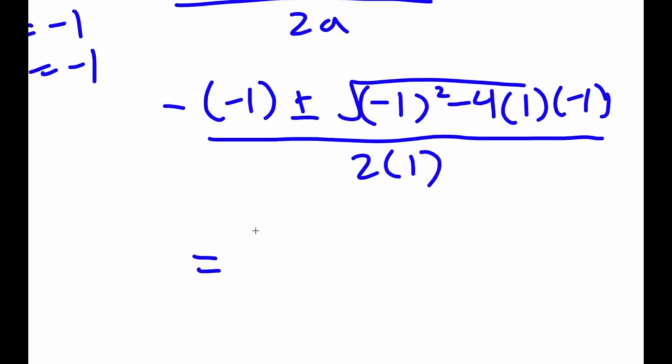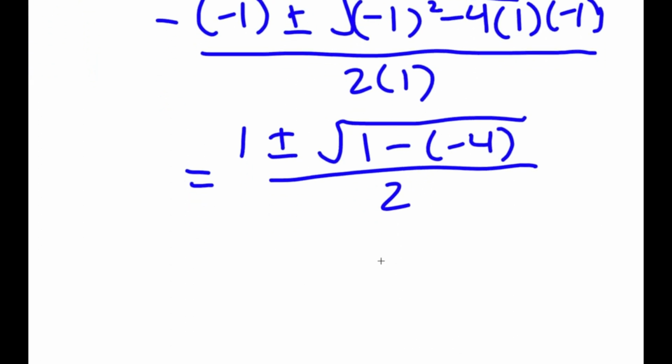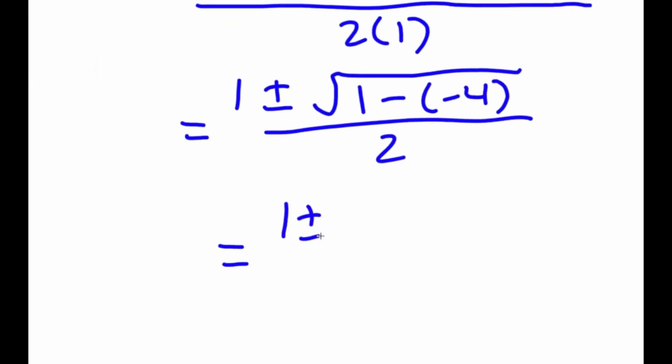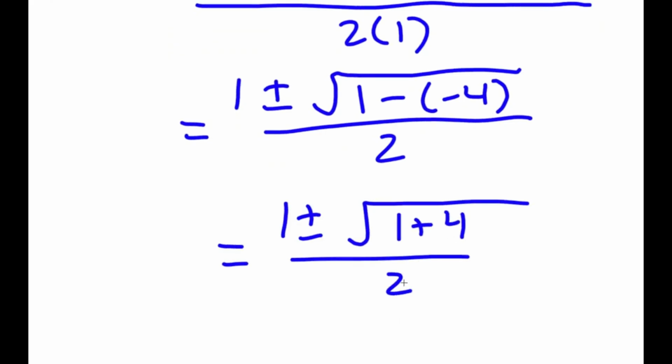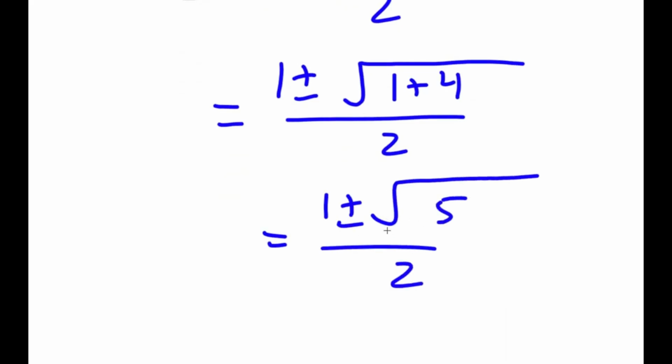Now negative of negative 1 is positive 1. So I have positive 1 plus or minus the square root of negative 1 squared is 1, minus 4 times 1 is 4, 4 times negative 1 is negative 4, divided by 2 times 1 is 2. This is equal to 1 plus or minus the square root of 1 plus 4 over 2, which is equal to 1 plus or minus the square root of 5 over 2. So u is equal to 1 plus or minus the square root of 5 over 2.